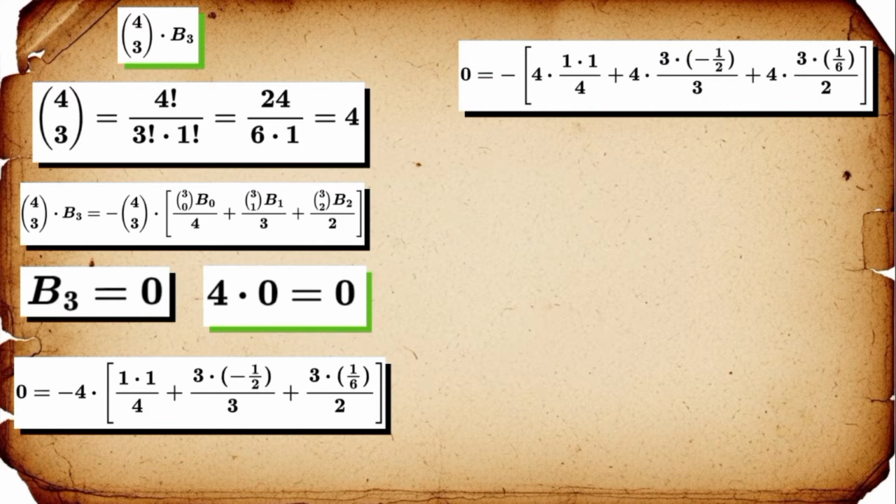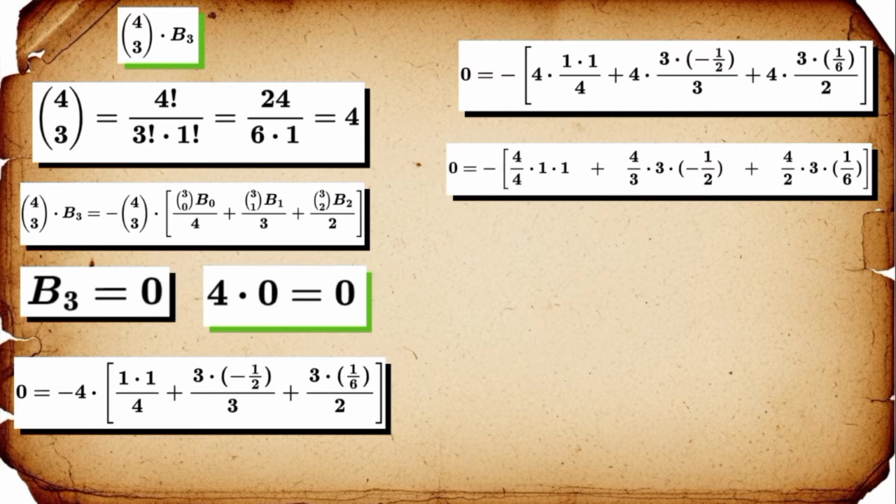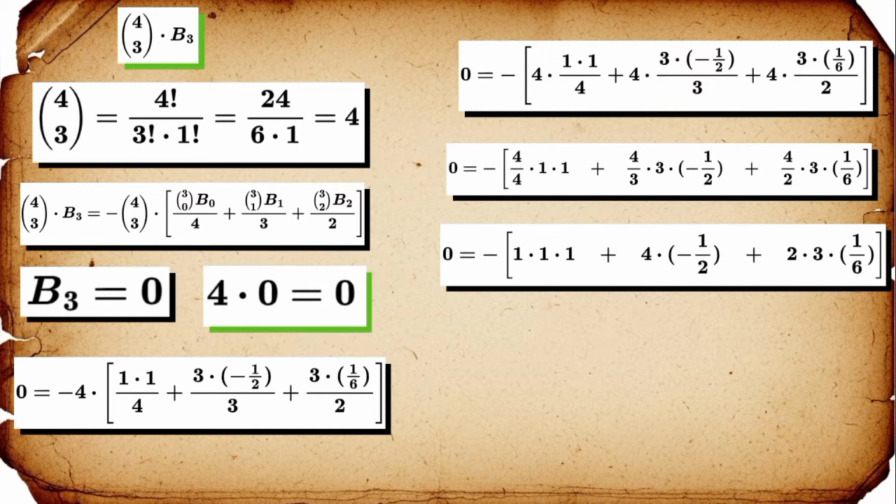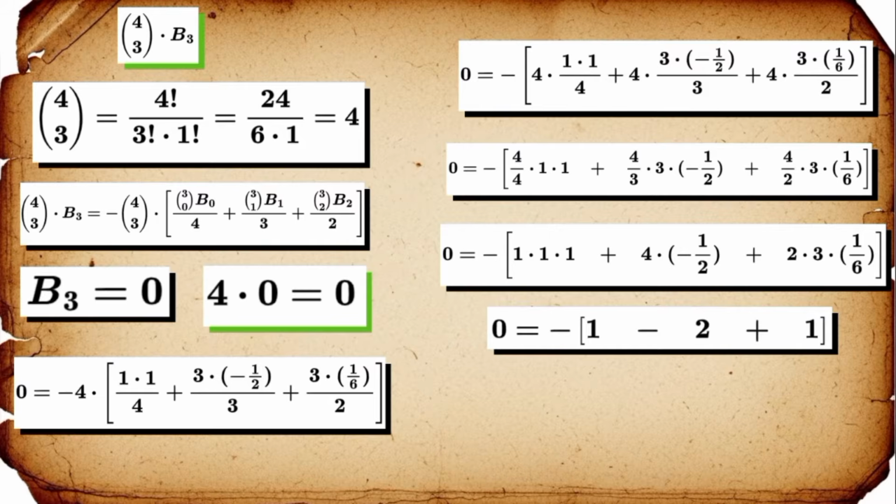Let's focus on simplifying the right side. We substitute the values of the binomial coefficients. We can simplify this expression. Notice that the 4 outside multiplies each term in the sum. Also, the denominators 4, 3, 2 can be absorbed into the binomial coefficients. The detailed simplification is written out on screen. Now we cancel the terms systematically. After cancellation, we get 1 times 1 plus 4 times negative 1/2 plus 2 times 3 times 1/6, which simplifies to 1 minus 2 plus 1, giving us 0.